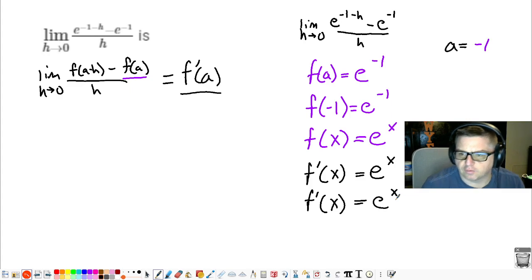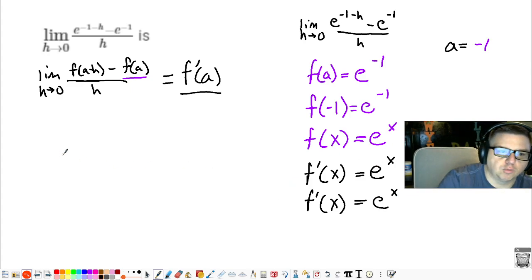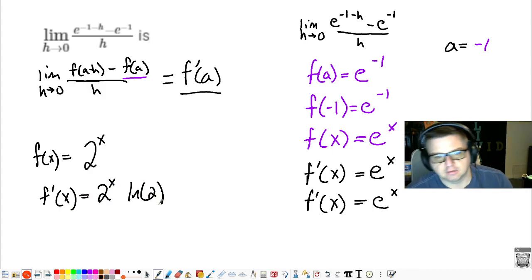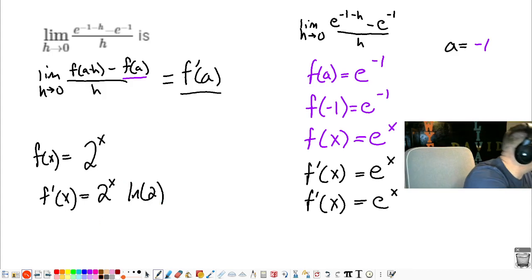Doesn't make much of a difference when it's e to the x, but if 2 to the x was our function, and we took the derivative of that, we would get 2 to the x ln of 2. So if it's not e, that does come into play, and it's one of those things that we need to double check and make sure that we understand.